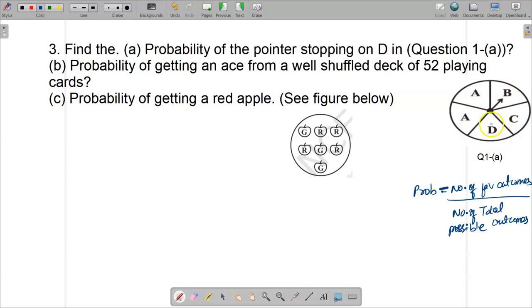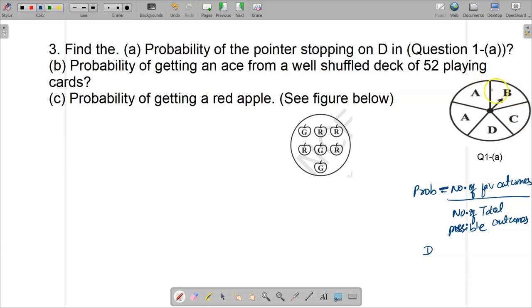So when you spin this wheel, what is the probability of getting this arrow at D? That is what they are asking. Okay, they are asking for the probability. So what are all the outcomes possible? The total number of favorable outcomes: I can get only D as my outcome. So the number of favorable outcomes is nothing but 1. Why? Because I can get D only one time.